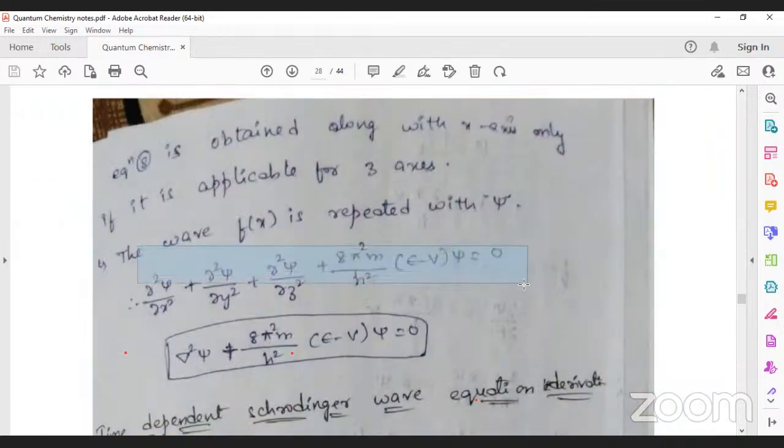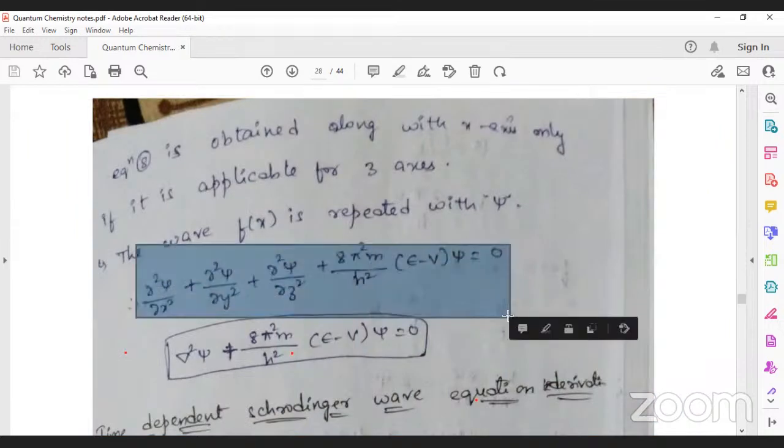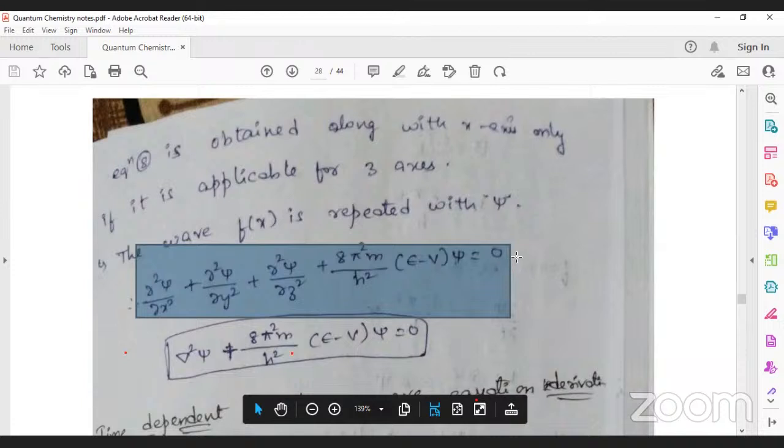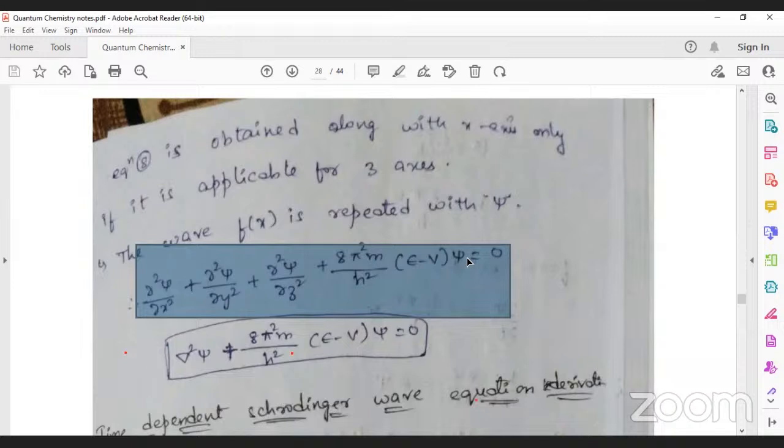∂²ψ/∂x² + ∂²ψ/∂y² + ∂²ψ/∂z² + (8π²m/h²)(E − V)ψ = 0. So this is the Schrodinger wave equation. Here there is no time factor t, so it is a time independent Schrodinger wave equation. Further we may utilize this equation to get the solutions of hydrogen like atoms.